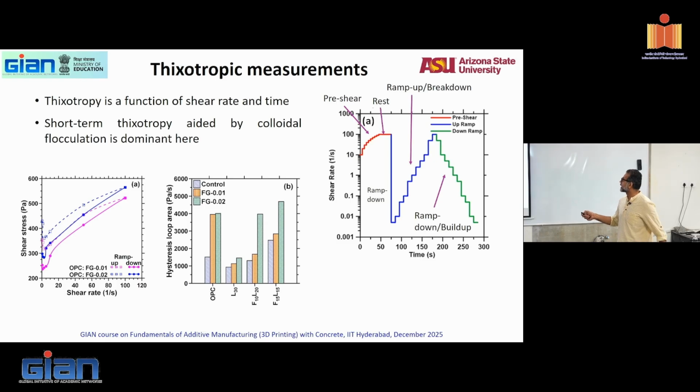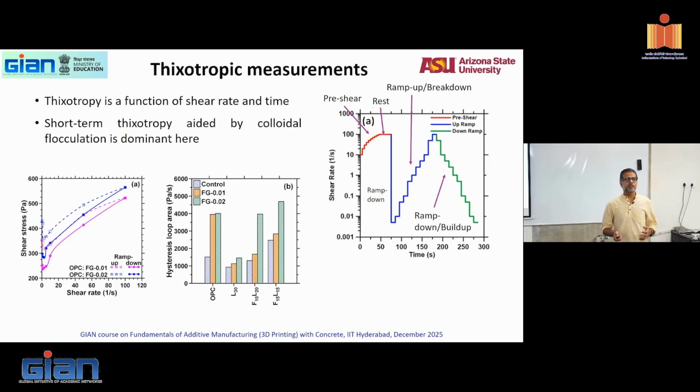So here is one example: a pre-shear, a rest time, ramp up, ramp down. Ramp up is breakdown, ramp down is build up. Structure is breaking down, structure is building up. These are mixes with a little bit of graphene added to see what the effect is. You can see this is OPC, and this is the thixotropy of plain cement paste. When you have a little bit of limestone added, when you have fly ash added, when you have fly ash and limestone added, you can see the effects of adding these materials on thixotropy.